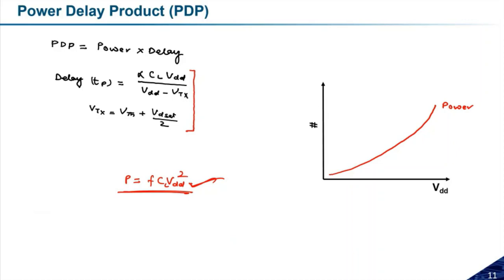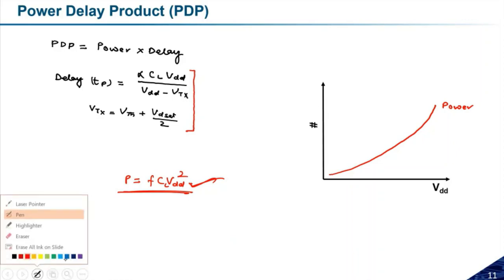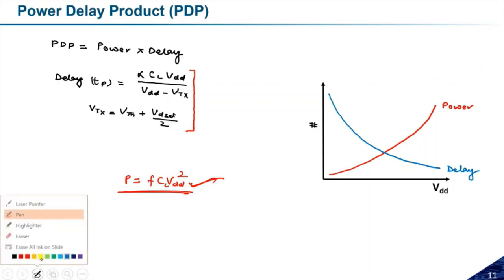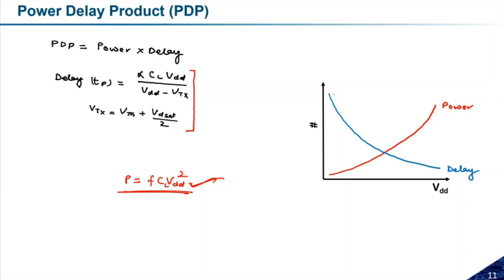Similarly, if we talk about the delay one, so delay is in the opposite trend. If we are increasing this VDD, then delay will reduce. Okay, so the graph for this delay will look like this one. So this is for the delay. Okay, and if you multiply the power into delay, then you will get some optimum value. And that optimum value could be something like this one. Okay, so this is the power delay product.